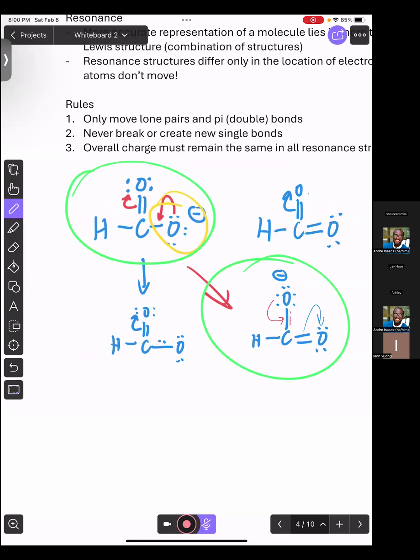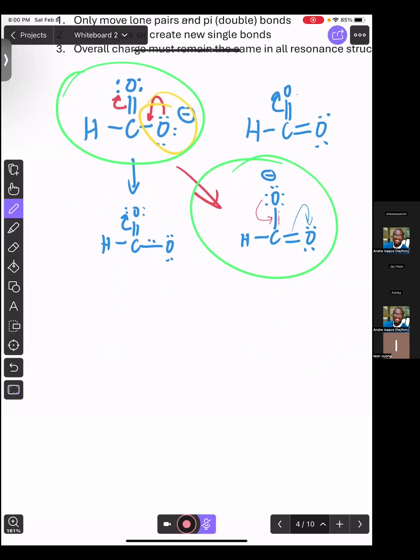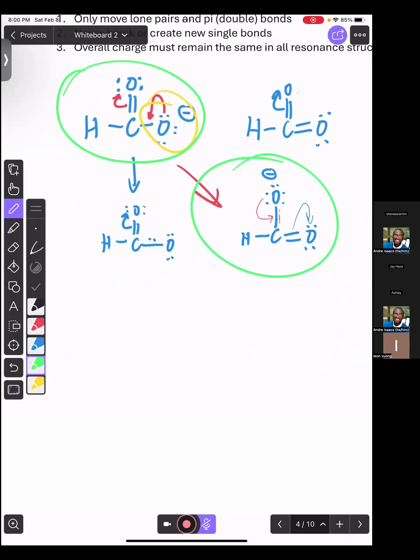And a lot of molecules have this ability to do that, to move electron density through the molecule. Okay, let's try one and see if you can do this. Here is another simple one.